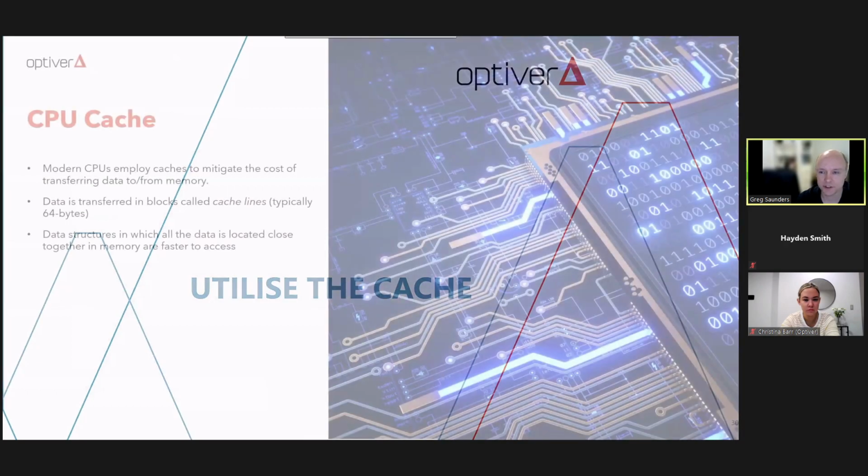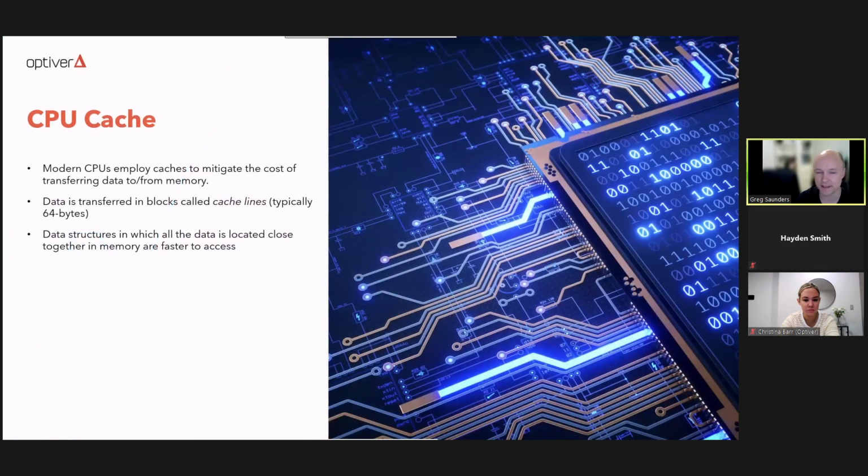Just in case you don't know, and probably as you know, third year advanced C++ programmers, you do know, but just in case you don't, modern CPUs employ caches to mitigate the cost of transferring data to and from memory, which is a relatively expensive operation in CPU terms. And when data is transferred between the memory of the computer and the cache, it's transferred in blocks, which are called cache lines. And typically these blocks are around about 64 bytes in length.